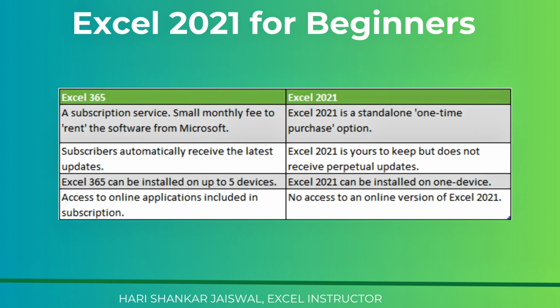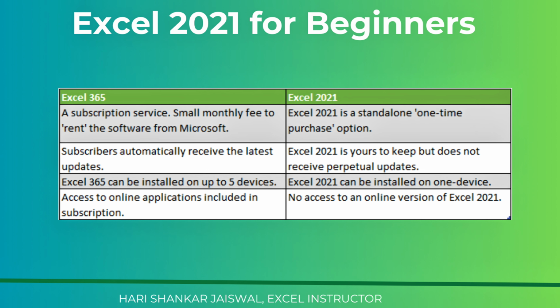the subscription service. Now, if you do have a subscription to Microsoft 365 as a subscriber, it means that you're automatically going to receive the latest updates directly from Microsoft. So if they make a change to Excel, that's going to get pushed out to your PC automatically. Whereas if you've purchased Excel 2021, while it is yours to keep and you own that software, it doesn't receive perpetual updates. Excel 365 can be installed on up to 5 devices.